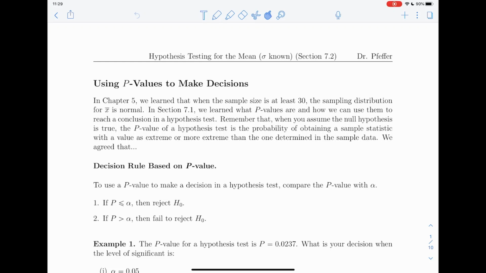Hello everyone, and welcome back to another elementary stats lesson. In this lesson, we're going to continue our conversation in Chapter 7 on hypothesis testing.